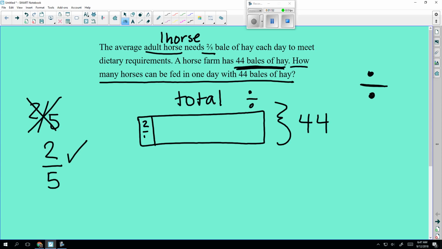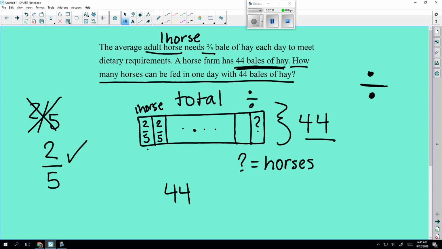And I know that each horse can take 2/5 bale of hay. So I'm going to say this horse, this is one horse, takes 2/5 bales of hay. Two horses would take this much. I want to know how many horses I can feed. So what I don't know is down here: how many horses. So my question mark, or my unknown, is how many horses. When I look at this picture, I see that I'm starting with a total of 44, and I'm dividing it by the fraction 2/5, and that's going to give me my answer, okay?